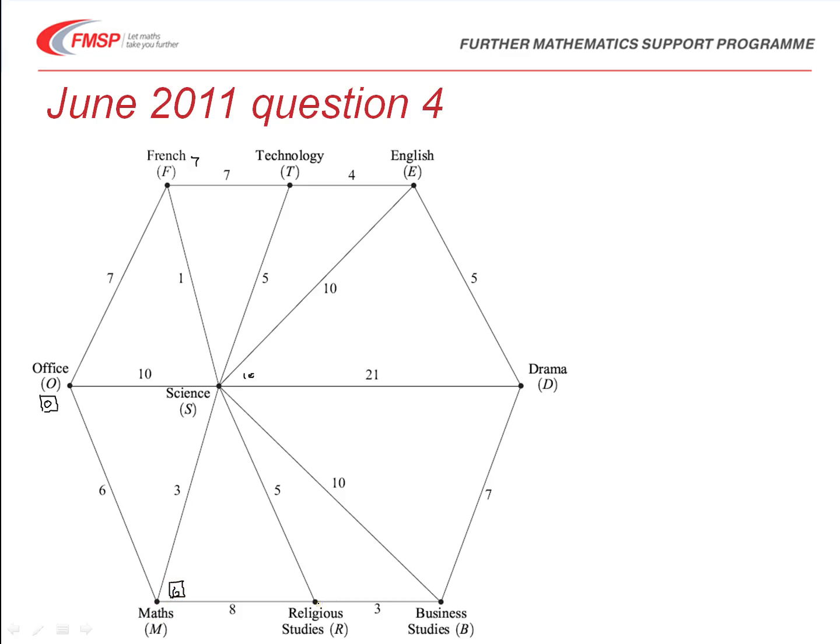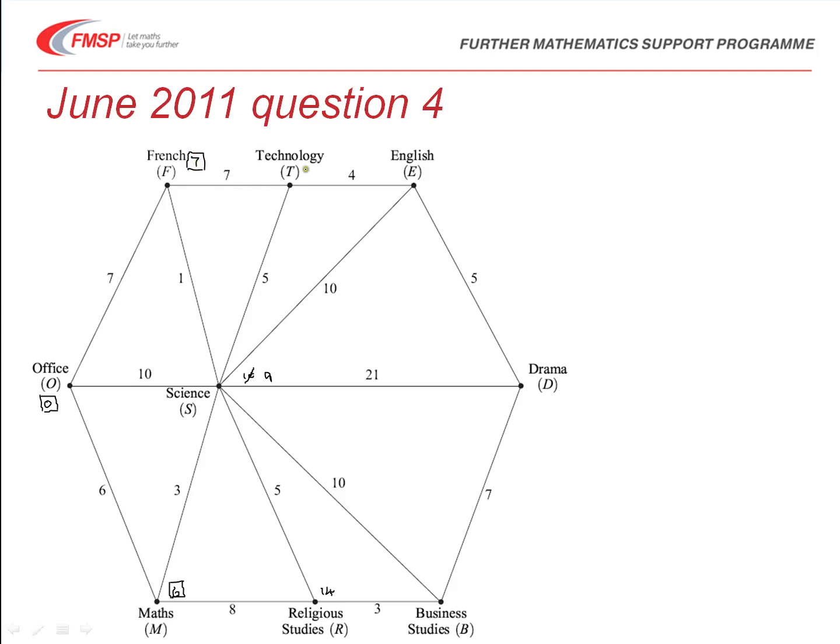maths to the religious studies department, which would then be 6 plus the 8, giving us 14. Then 6 plus 3 gives us 9 to the science department, which is an improvement on 10, so we can cross that one out and replace it with a 9. Now we can compare the 7, the 9 and the 14. It's the 7 which is the smallest, so that is the shortest time for getting to the French department, so we can box it.